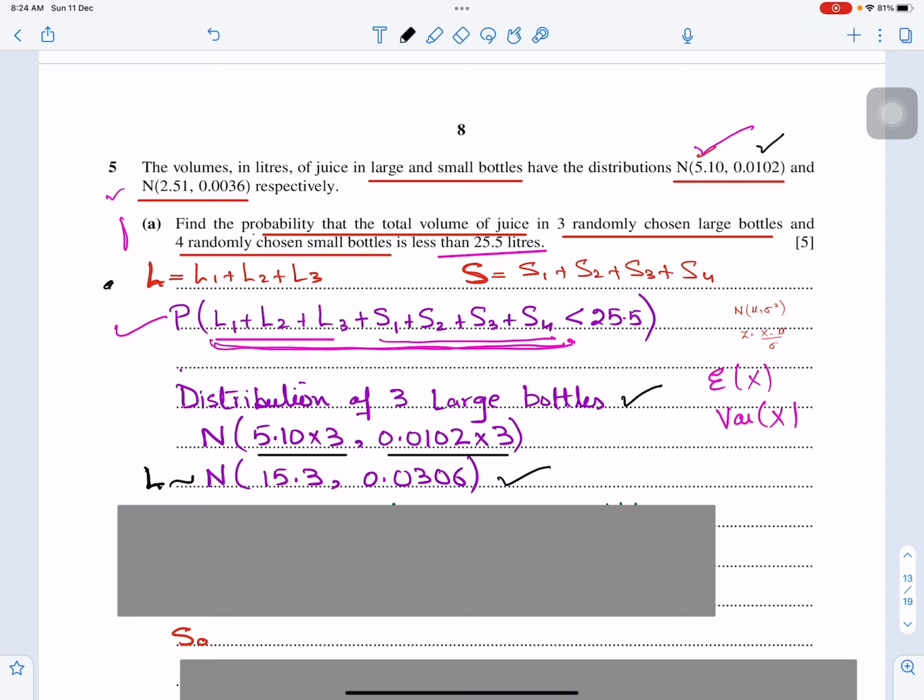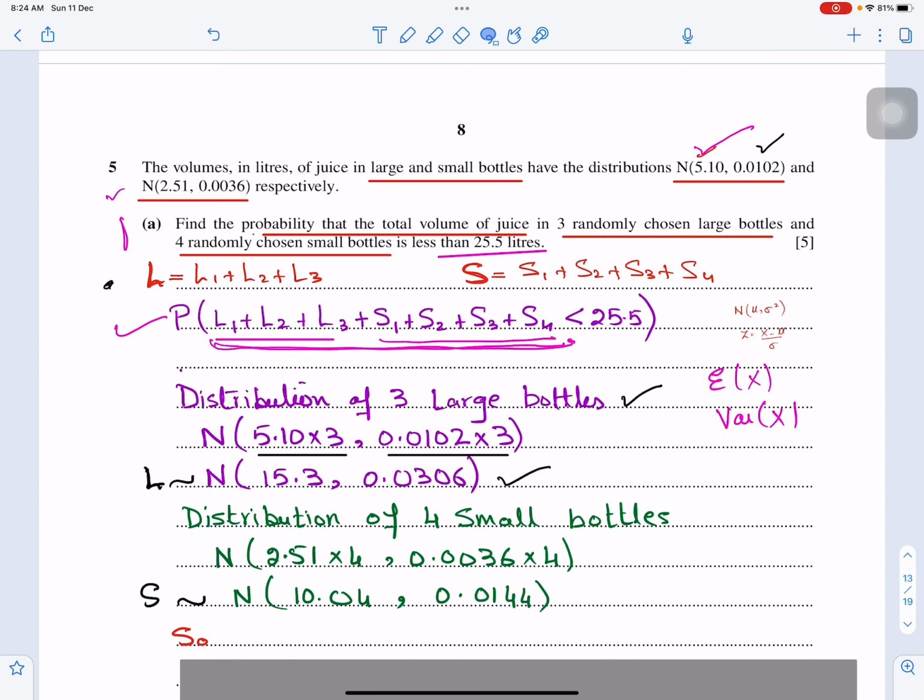Now I will find the distribution of 4 small bottles, which I have done here in exactly the same way. You can see here, this was the distribution of a small bottle. Because I am taking 4 bottles, I multiplied it by 4, or you can add 2.51 four times. So now I have the distribution of 3 large bottles and 4 small bottles. But we have to do what? We have to add up.